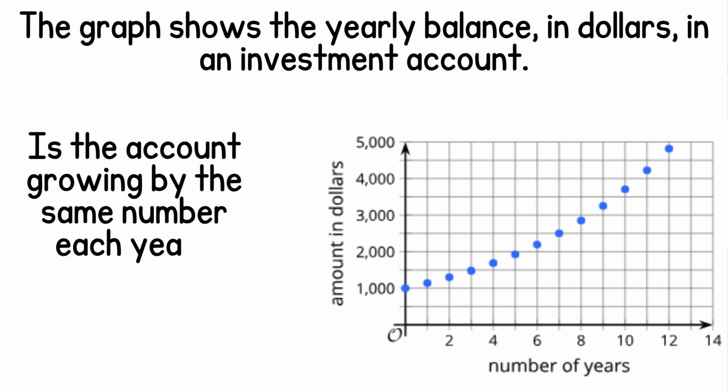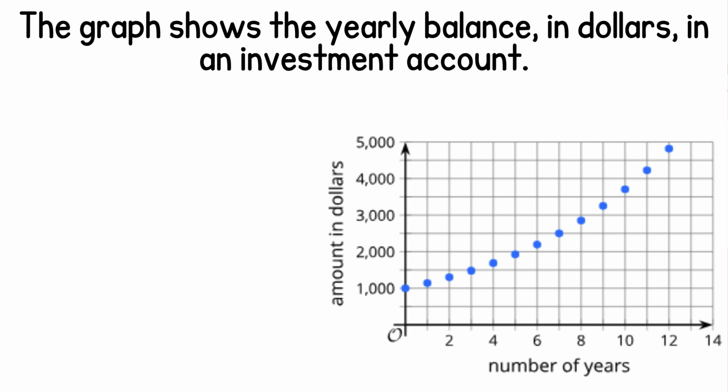Is the account growing by the same number each year? Well, if we look at how much it's growing in the first 4 years, we can see that it's going up by 2 to 300. But when we look farther on the graph between 10 and 14 years, the jump's a lot bigger. So those are going between like 5 to 600. So it's growing at a constant rate, but not by the same number.